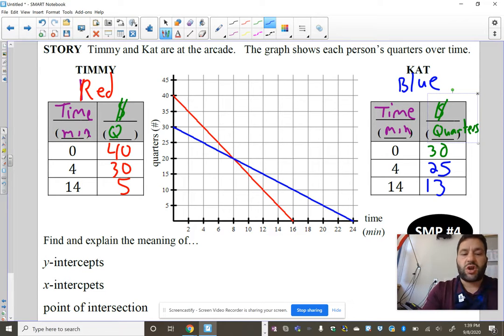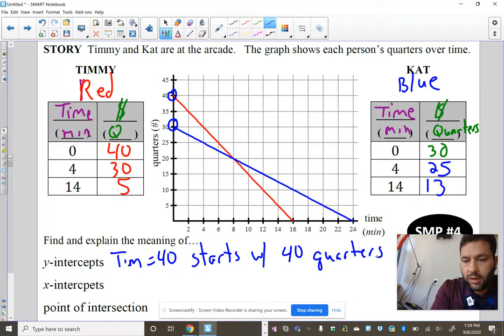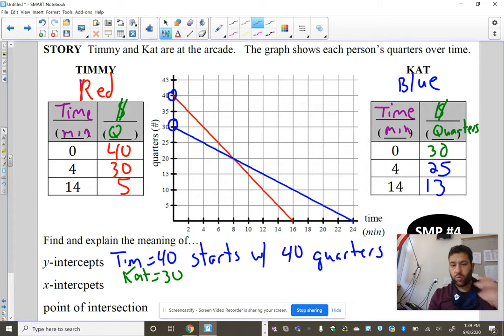So in this situation, our two y-intercepts are going to be 40 and 30. So Timmy's y-intercept is 40, which means he starts with 40 quarters, whereas Kat's y-intercept is going to be at 30, which means starting with 30 quarters. Their x-intercepts are over here.